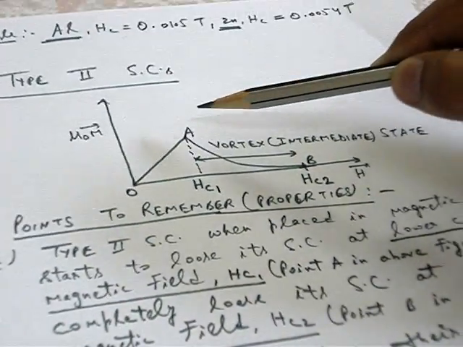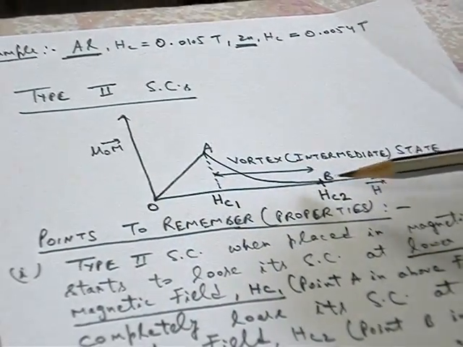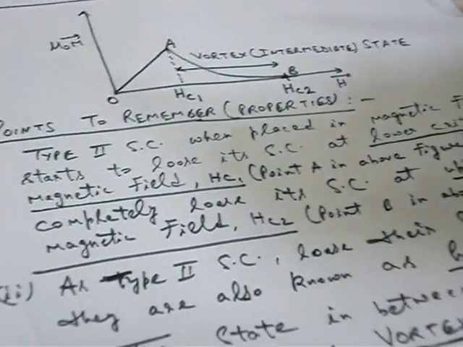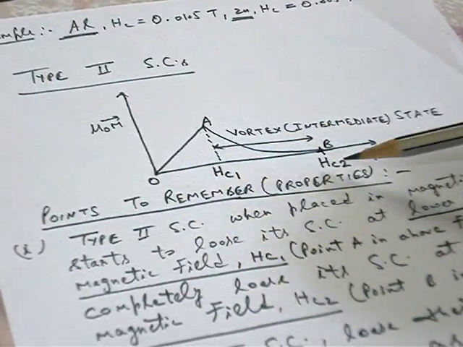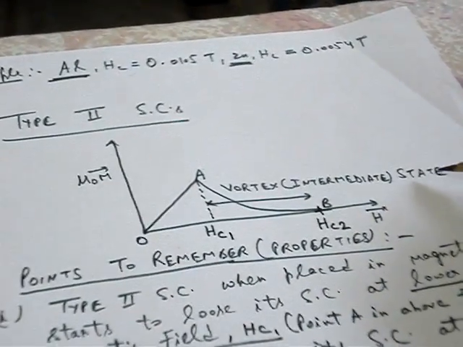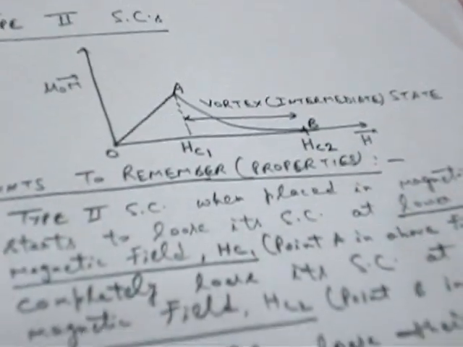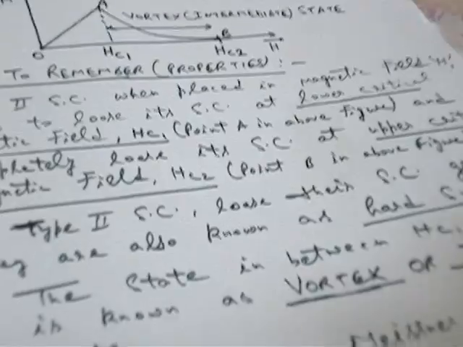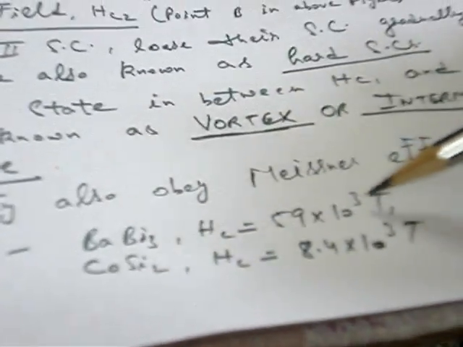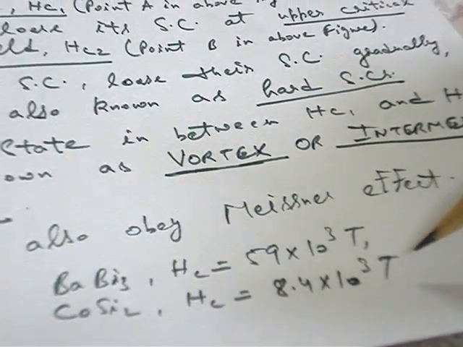So you can see that type 2 superconductors lose their superconductivity gradually, not easily. Therefore they are also known as hard superconductors. The state in between Hc1 and Hc2 is known as the vortex or intermediate state. And type 2 superconductors also obey the Meissner effect. Example: BaBi3, critical magnetic field is 59,000 Tesla. CoSi2, critical magnetic field is 8400 Tesla.